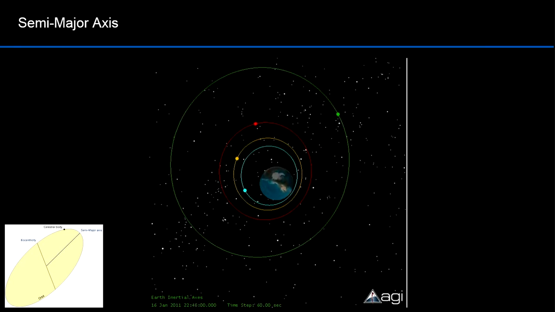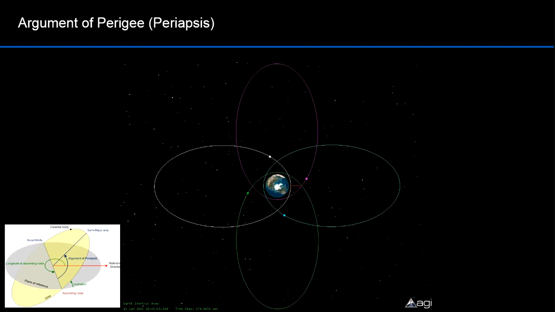Here, we've taken elliptical orbits and changed the semi-major axis again. Notice that the periods of these orbits differ. Here's a shift in the argument of perigee, and each of these are offset by 90 degrees.